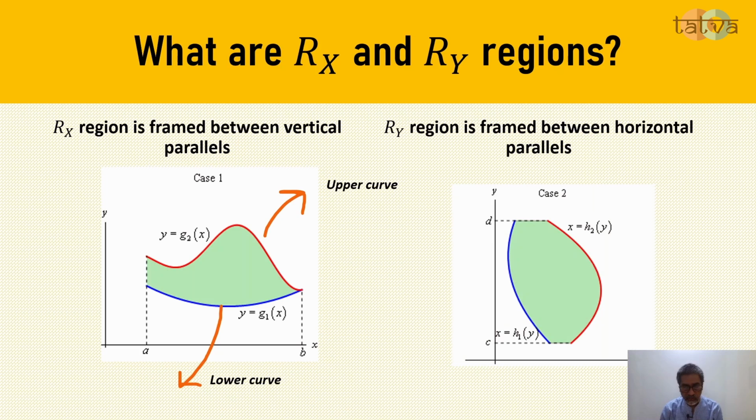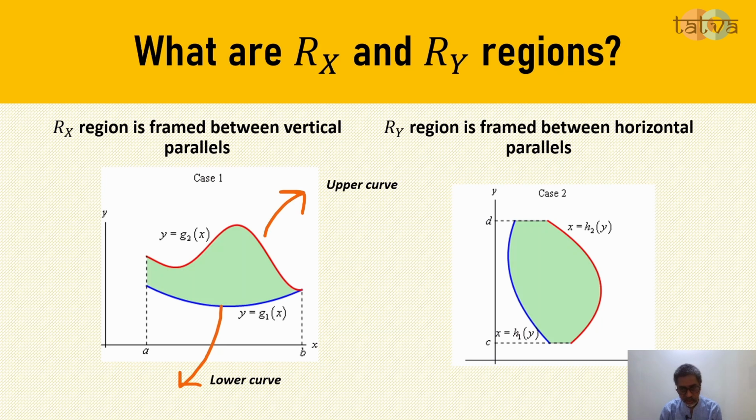In contrast, an Ry region, which can be considered a rotation of the Rx region, is a region which is bounded by two curves, a left curve and a right curve. The left curve is shown in blue and the right curve is shown in red. And the region is also bounded by two horizontal lines, y is equal to c and y is equal to d.